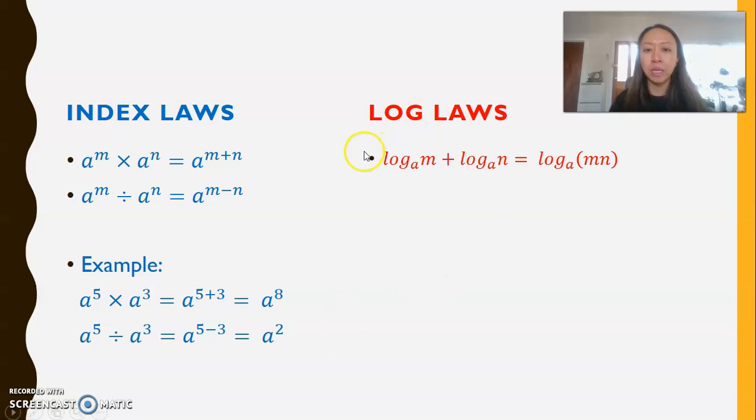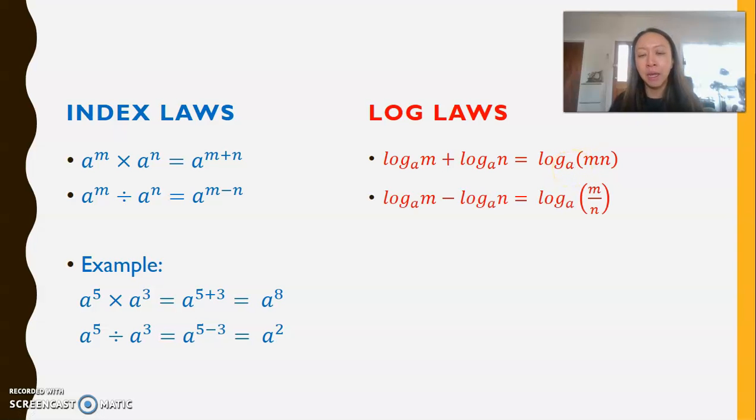If we see log a m plus log a n and the base numbers are the same, when it's plus, it's related to times. So we can times the numbers together if the base number are the same. Similarly, if there is a minus, so log a m take log a n, this will be equivalent to log a of m divided by n.